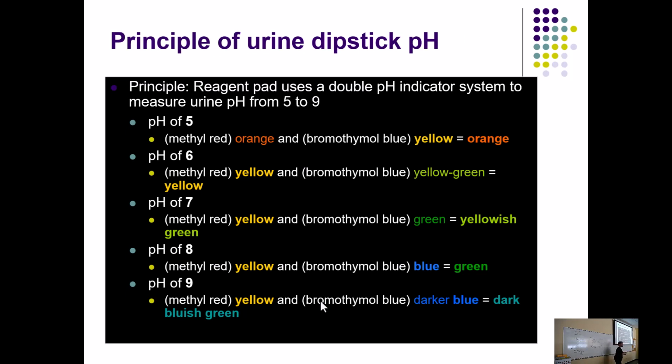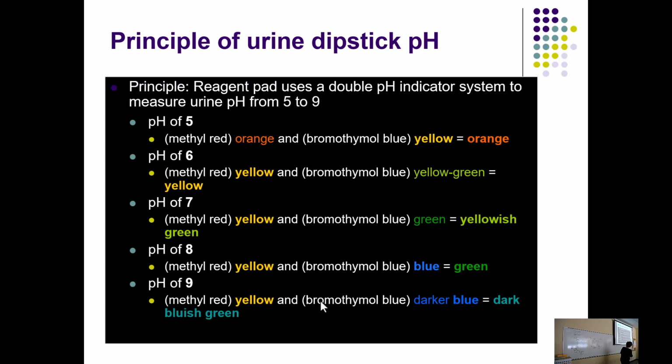So the principles of the urine dipstick, it's a double pH indicator, okay? And what that means is there's two indicators. We've got a methyl red and a bromthymol blue. And the two together, depending on what the pH does, creates a color change. So, for example, pH of 5, the methyl red is an orange color and the bromthymol blue is a yellow color. That's going to lead us to an orange final.